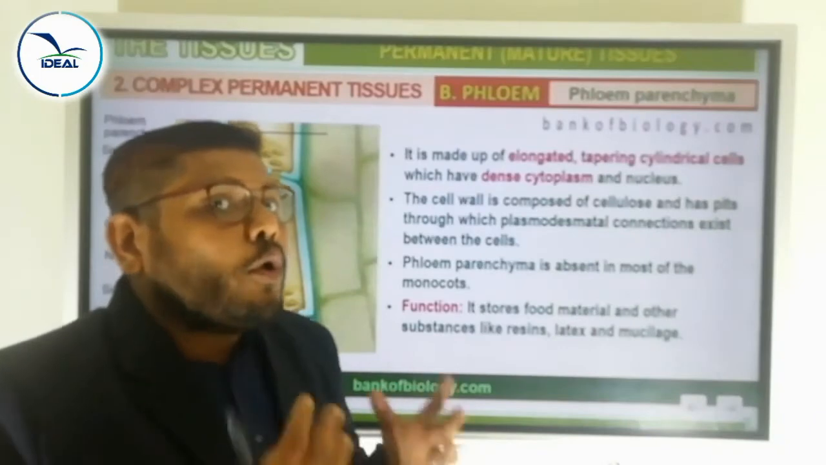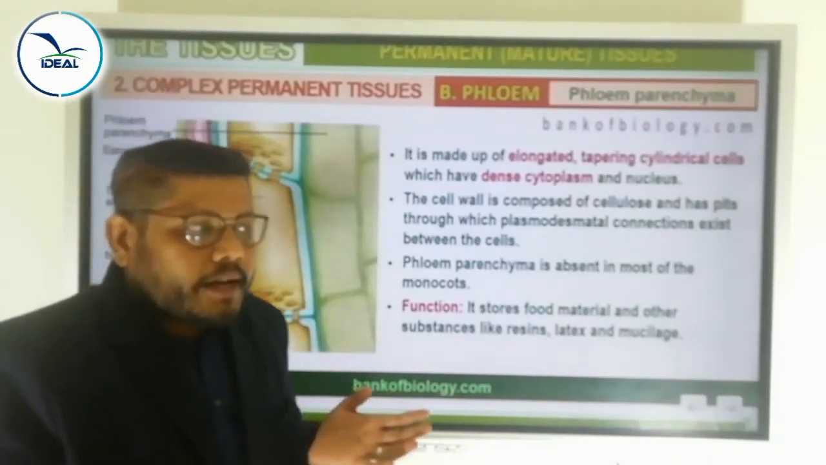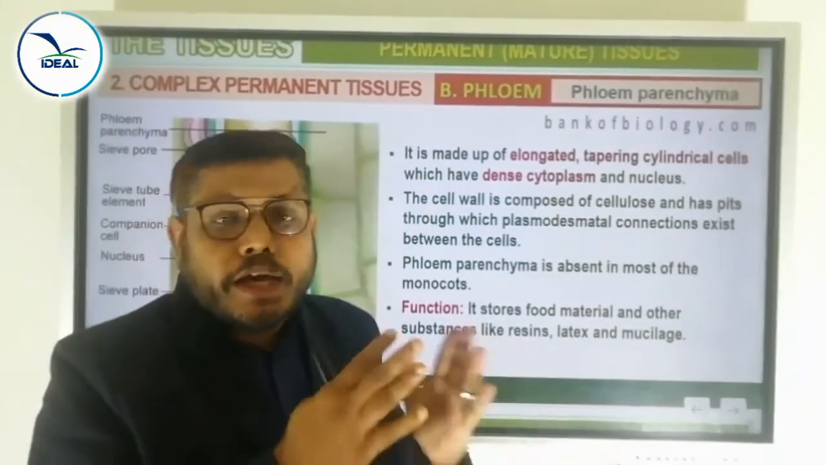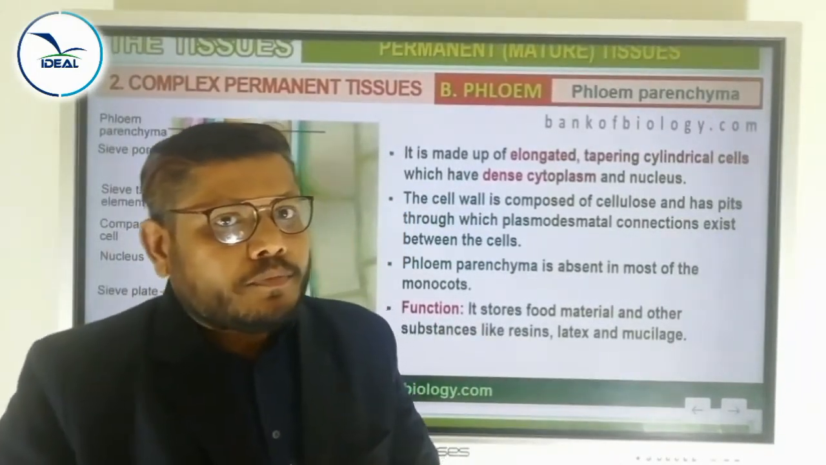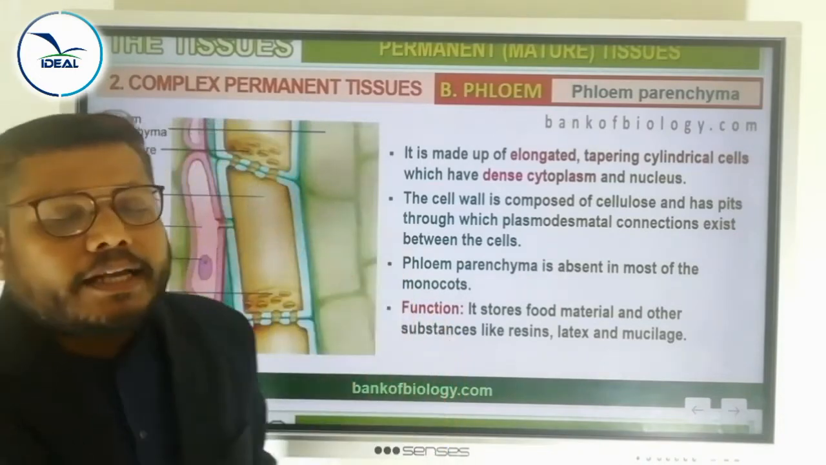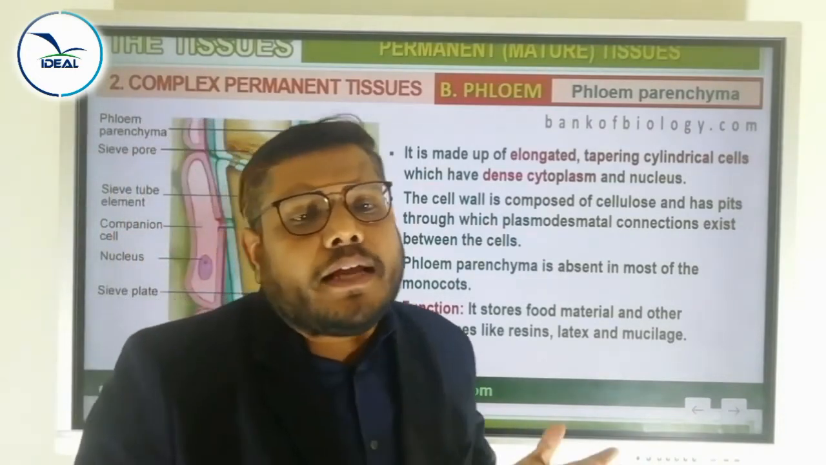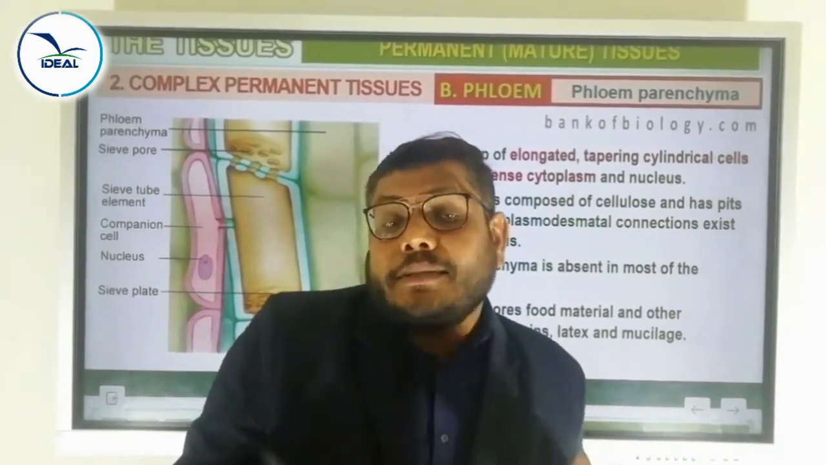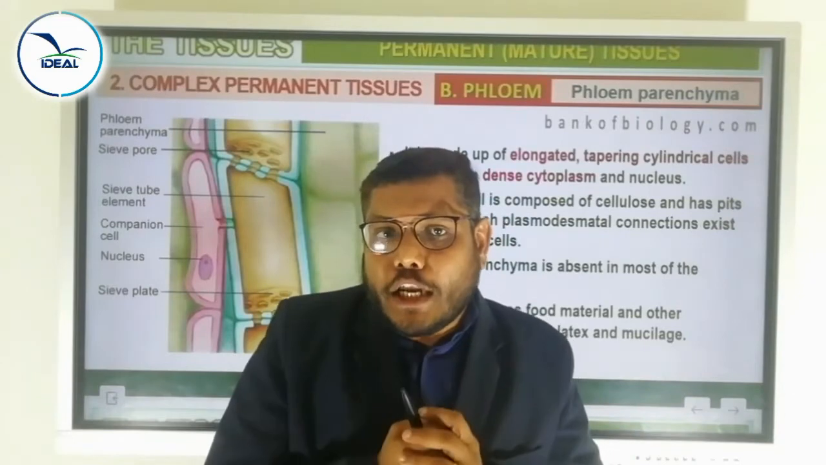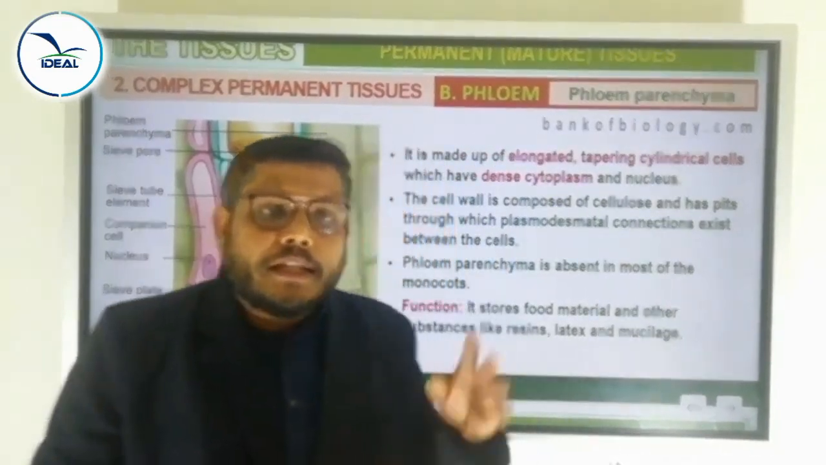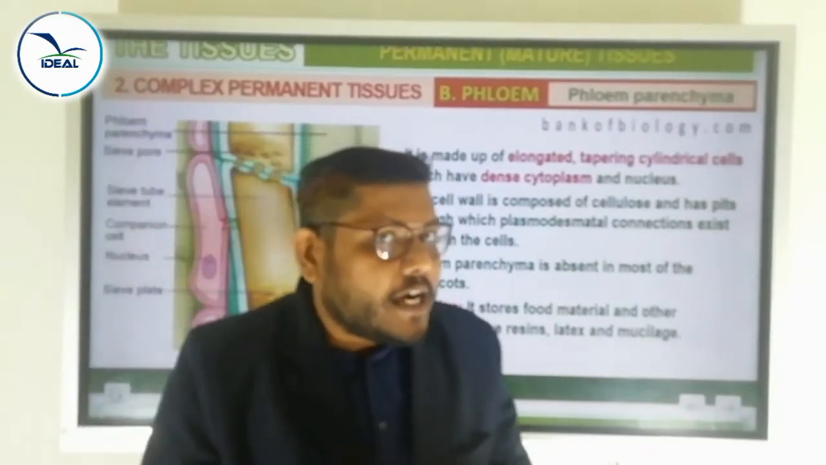Next one, Phloem Parenchyma. What is Phloem Parenchyma? The parenchyma cells associated with the phloem are called Phloem Parenchyma. These cells are elongated, and contain dense cytoplasm and a nucleus. The cells are thin, and the cell wall is made up of cellulose.